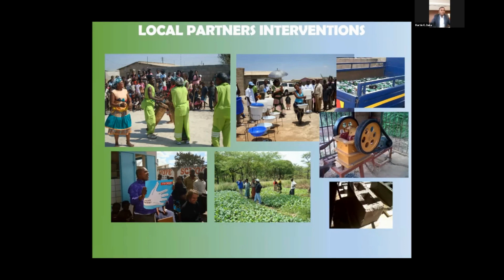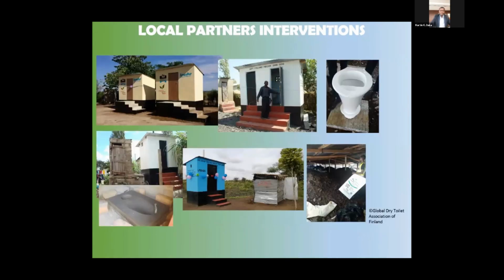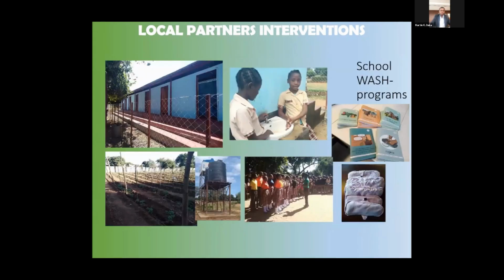Okay, so local partner interventions. We see a lot of community sensitization and advocacy work going into the community. Issues to do with waste collection, reuse, and hand washing, and some gardening. Next slide, please. Next slide, Emma. Thank you.